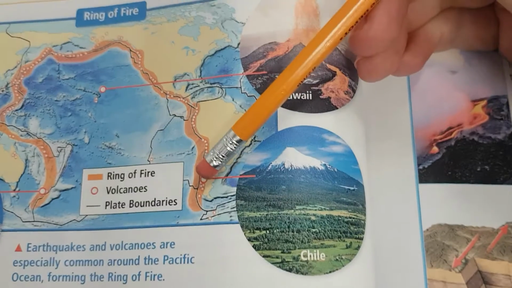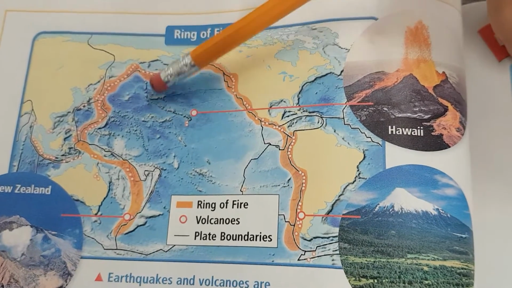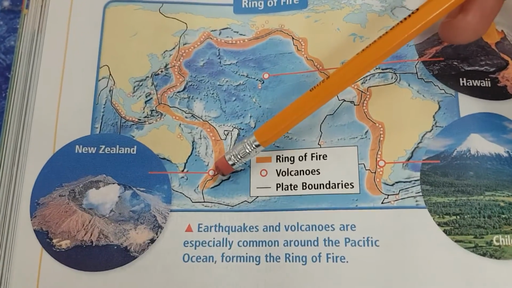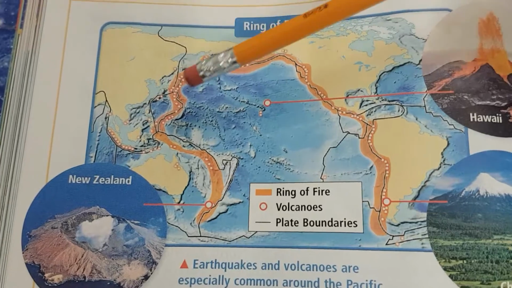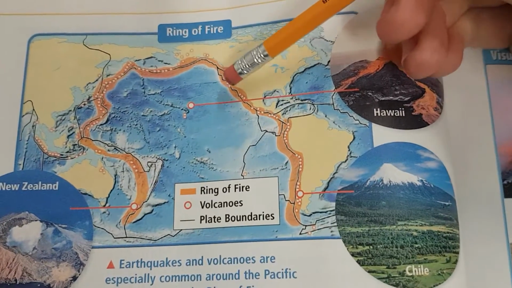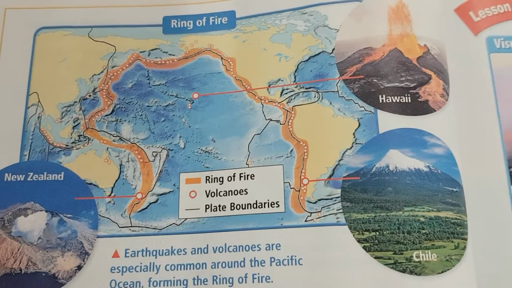So that's how we get volcanoes down in Chile. That's how we get volcanoes near the rift, like Hawaii. All the way down here in New Zealand. Mount Fuji in Japan. There's a Mount St. Helens up here in, I think it's Washington. Lots and lots of volcanoes.